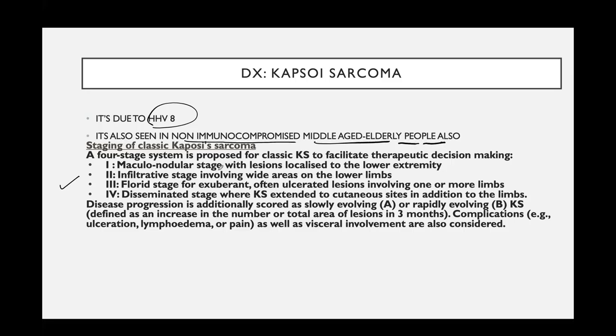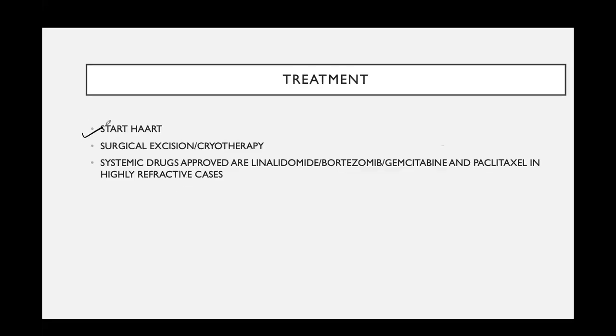The first stage is a macronodular stage, lesion typically localized to the lower extremity. The second stage is an infiltrative stage where in the lower extremity itself, it will start growing around the wide areas. The third stage, we call it as a florid stage. Ulcerated lesion will involve one or more limbs. Fourth is a disseminated stage, extends to additional areas. The treatment is you have to start HAART, surgical excision and cryotherapy. Systemic drugs approved are lenalidomide, bortezomib, gemcitabine and paclitaxel in highly refractory cases.